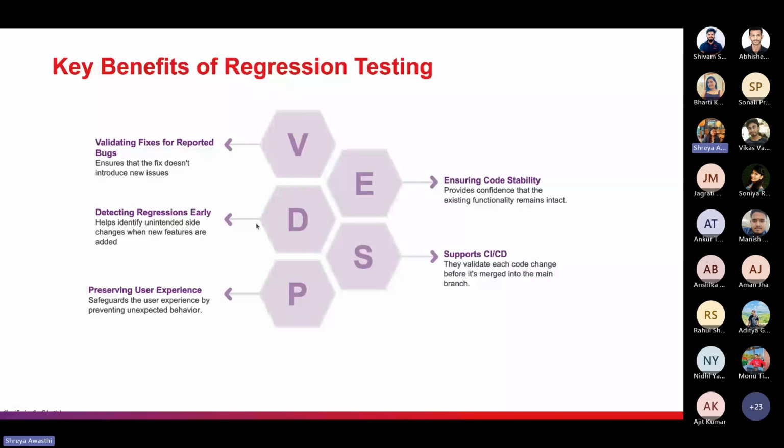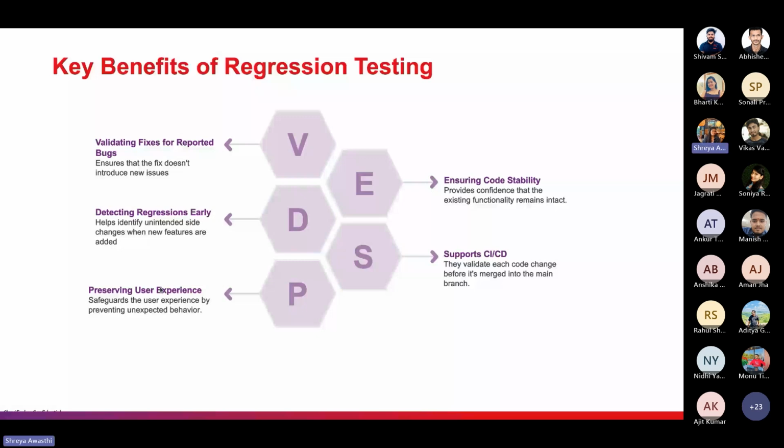So basically, regression improves the quality. It helps in validating fixes. It helps in detecting unintended changes. It helps preserve the UI experience, ensures code stability, and supports CI/CD. It also improves the quality of the code as we regularly check whether the software is reliable or not. It also builds confidence. It saves time for us.